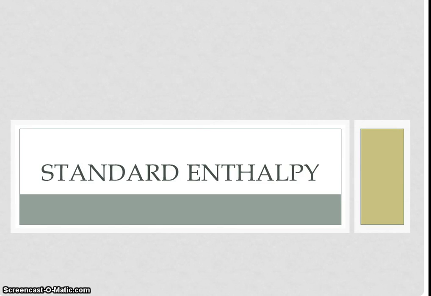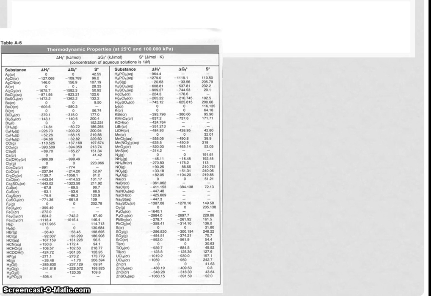Standard enthalpies. Let's look at a table of thermodynamic properties. And in particular, we're going to look at the column of numbers that's the enthalpy of formation of a compound from its elements, or the first column of numbers on our table.